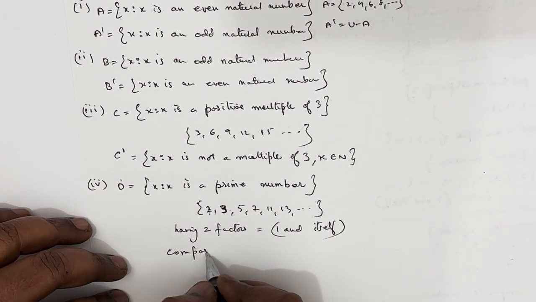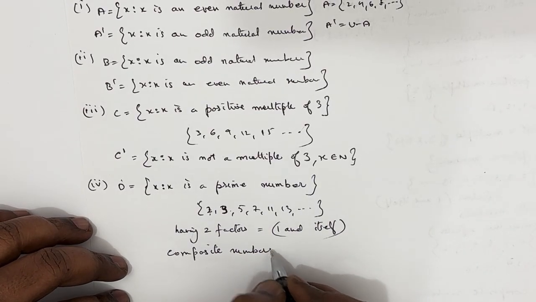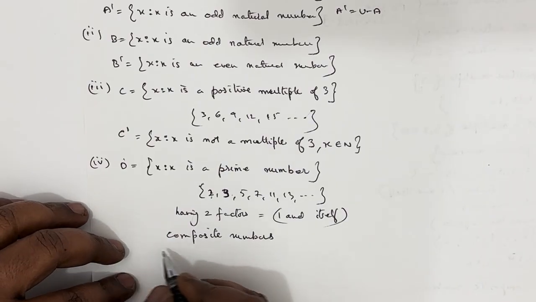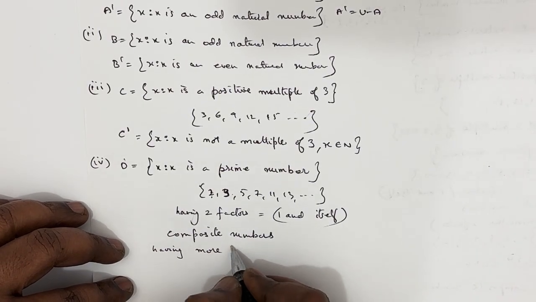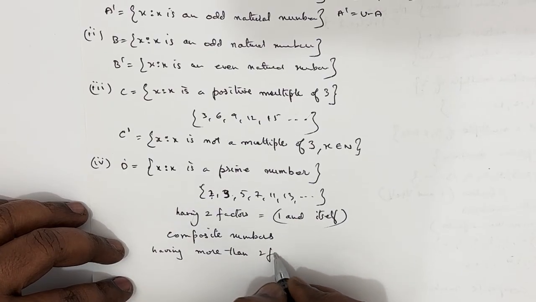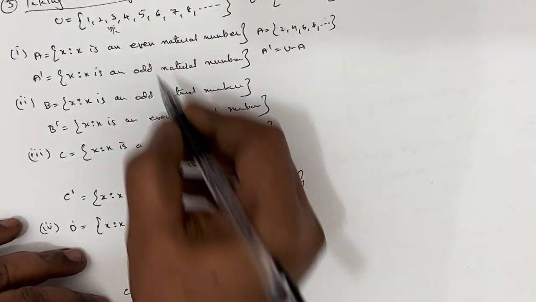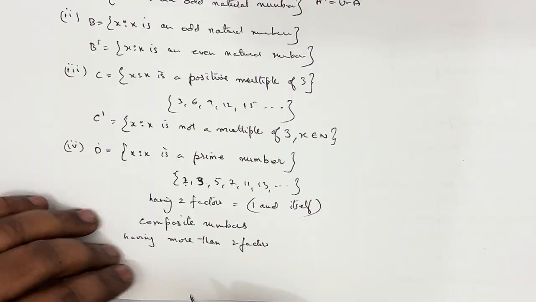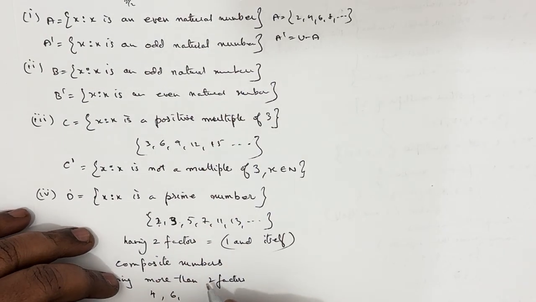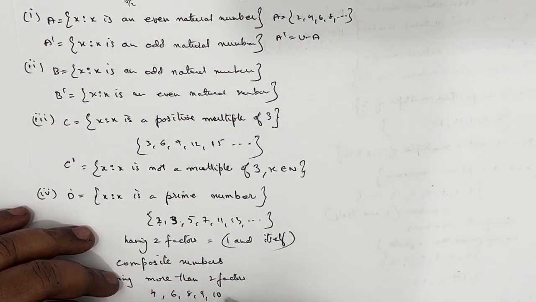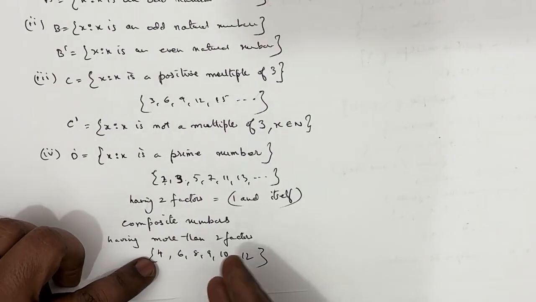Composite numbers are those numbers having more than two factors. What are the remaining numbers? 4, you have 6, you have 8, 9, 10, 12. These are all composite numbers. They are having more than two factors.